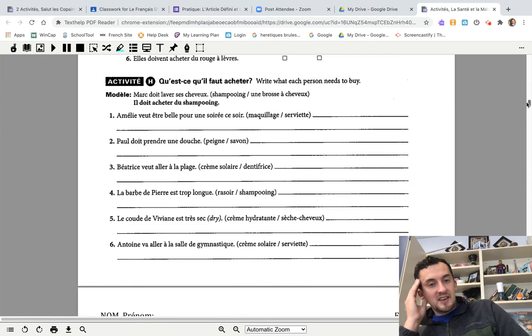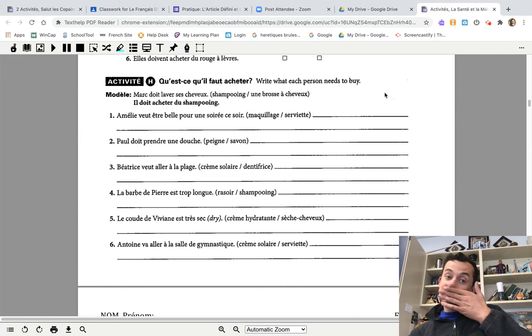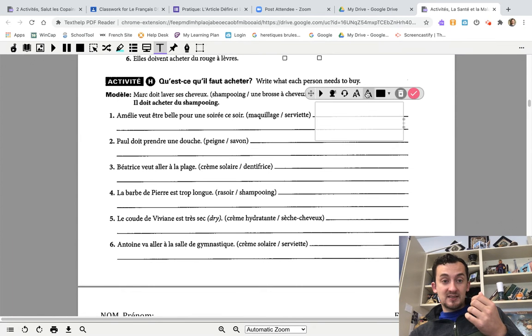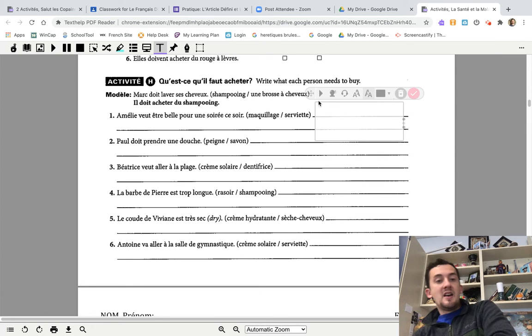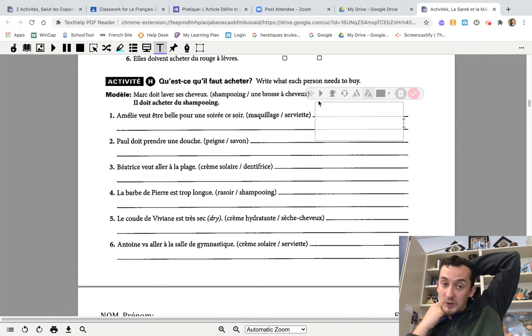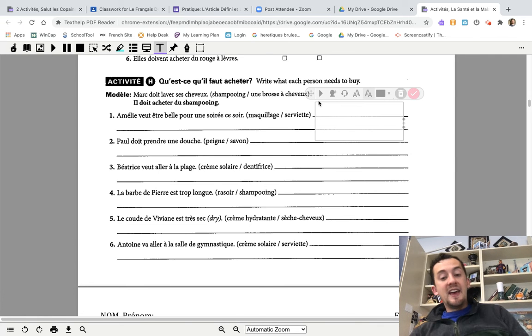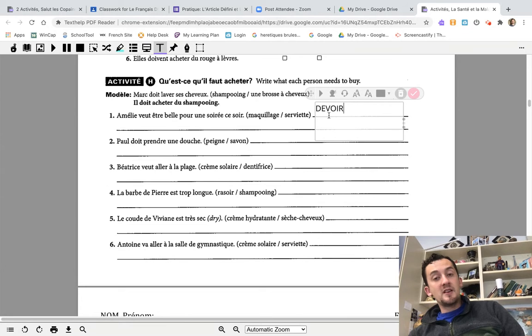Activité H, qu'est-ce qu'il faut acheter? What is it necessary to buy? Write what each person needs to buy. There's several different ways that you can do this. D'accord? So, Amélie, so in the model, you have Marc doit laver ses cheveux. He's got to wash his hair. And you've got shampoing or une brosse à cheveux. You can also say shampooing. It depends on where you are in France, how they're going to pronounce it. So, shampoing or shampooing. So the answer is il doit acheter du shampoing. And there they chose to use the verb devoir in the present. D'accord? But you can also use it in the conditional.